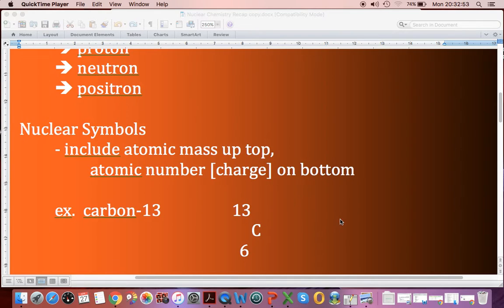Reminder of what nuclear symbols look like. The nuclear charge goes lower left and the mass number goes upper left, and we will always be using integers.